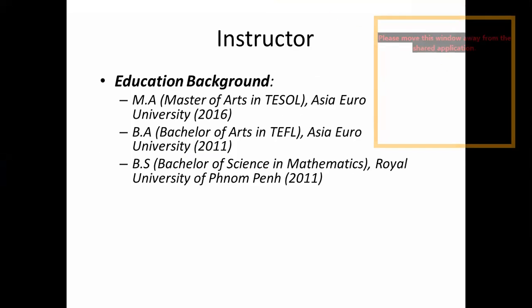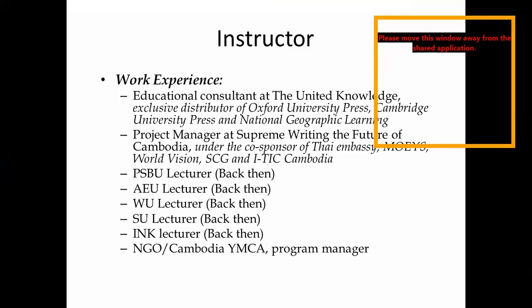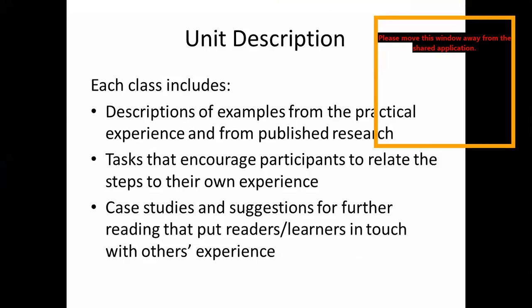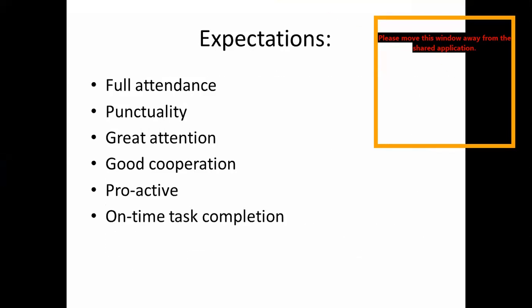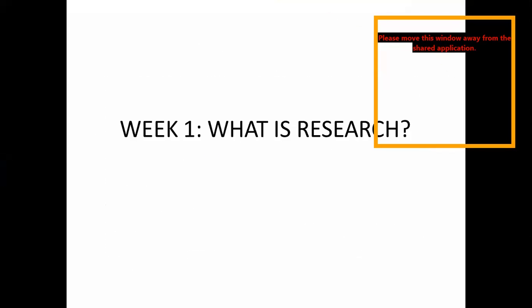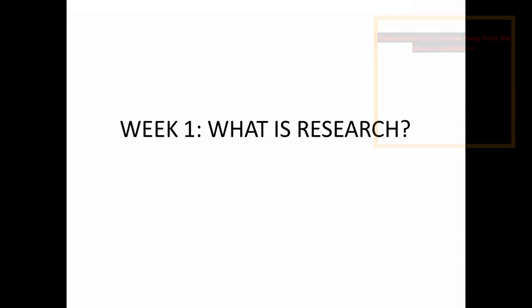Okay, so if you have already known my name and also my education background, everything already, course description, learning outcome, expectation. So we go to what is research again, and then we will link it to the rest of our lesson today. Okay, so our course is research report writing.